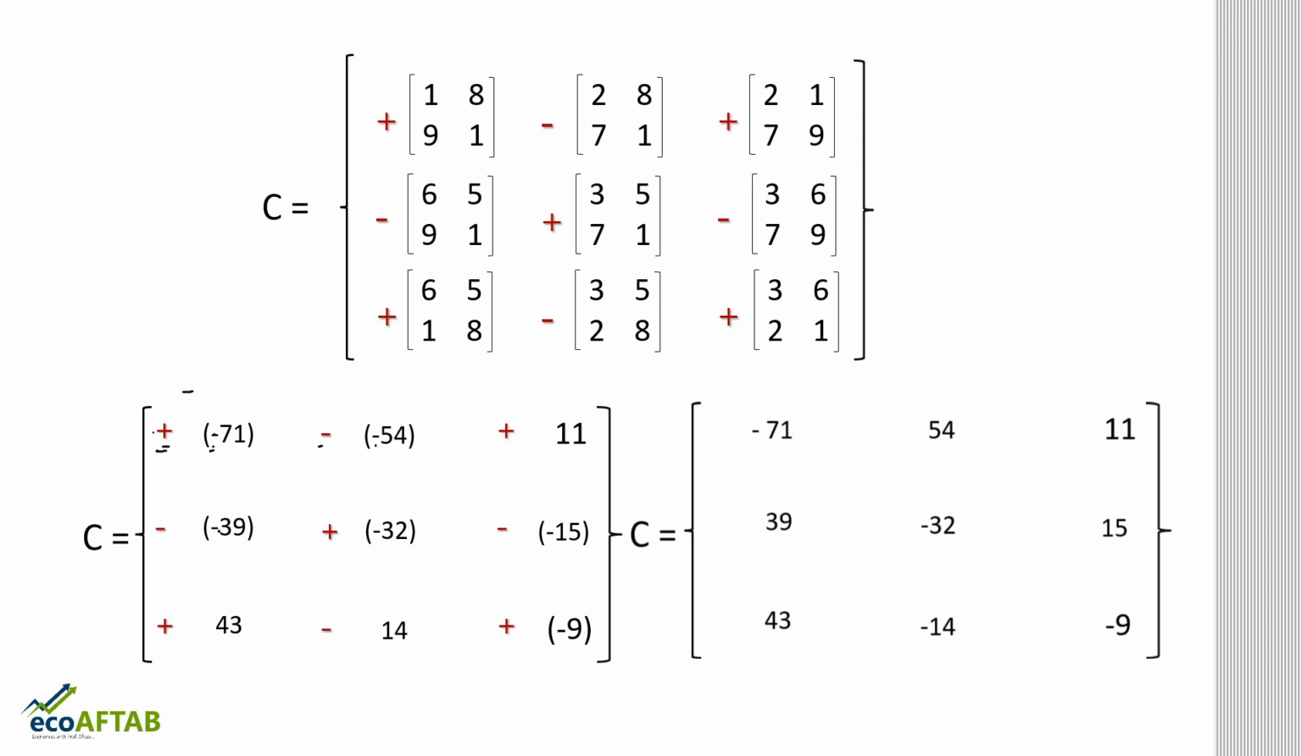Here minus into minus becomes plus 39, plus into minus, minus 32, minus into minus, plus 15, and here it is plus 43 as it is. Here it is minus 14 as it is. Minus into plus, minus, plus into minus, here it is minus 9. So, this is how we have got our cofactor matrix.